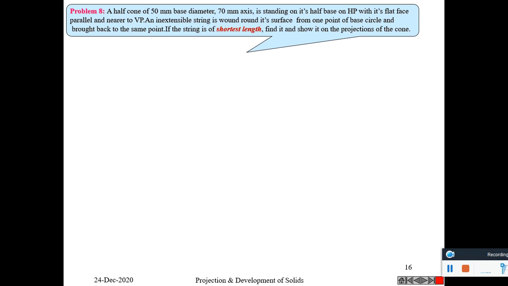A half cone of 50 millimeter base diameter and 70 millimeter axis is standing on its half base on HP with its flat face parallel and nearer to VP. An inextensible string is wound round its surface from one point of the base circle and brought back to the same point. If the string is of shortest length, find it and show it on the projections of the cone.